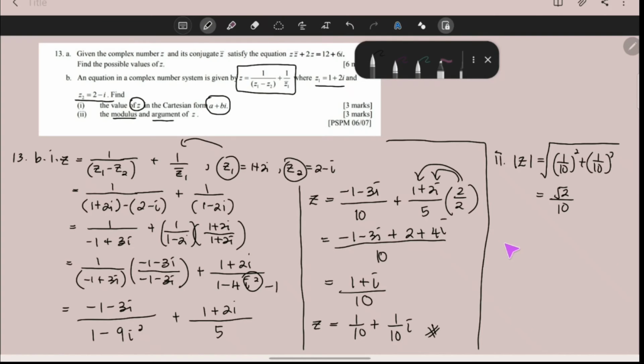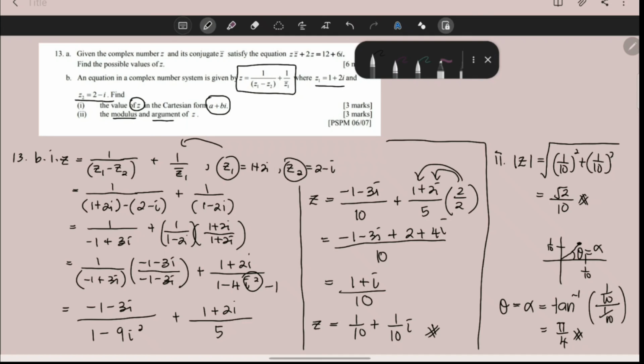The next is you are going to find the argument, but first you need to find alpha. So let us roughly sketch where z is located. Is 1 over 10 here, let's say 1 over 10 here, so it must be here. So your argument is in the first quadrant, which is just equal to your alpha, which is tangent inverse of 1 over 10 over 1 over 10, b over a. So you are going to have pi over 4 as your argument.